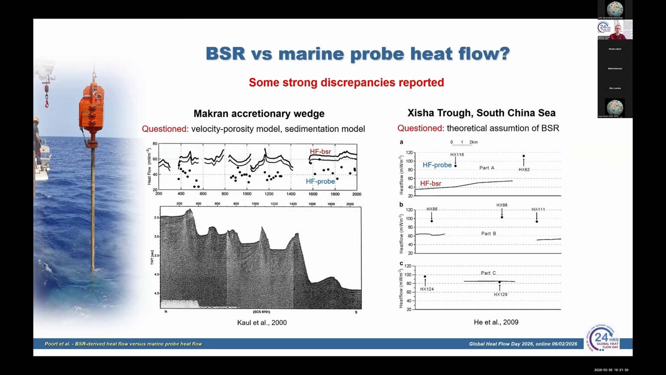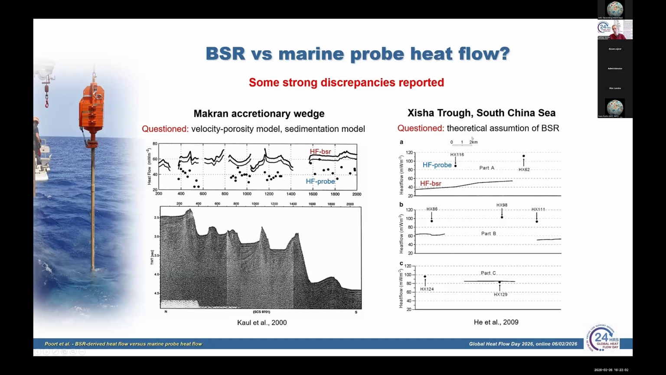So if we compare now the BSR-derived heat flow with marine probe heat flow, what do we see? There have been some publications where we see a strong discrepancy between both of them. I give 2 examples here. One was on the Makran accretionary wedge from Cole and colleagues. And you can see that in this case, the heat flow probe data is quite lower, up to 50%, than the BSR-derived heat flow.